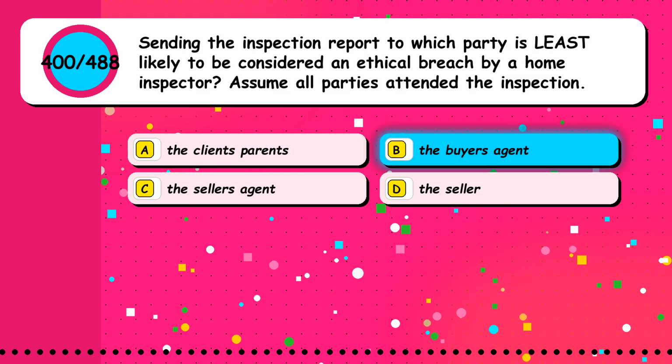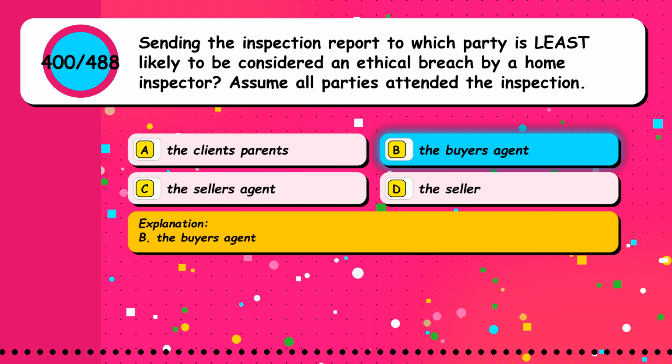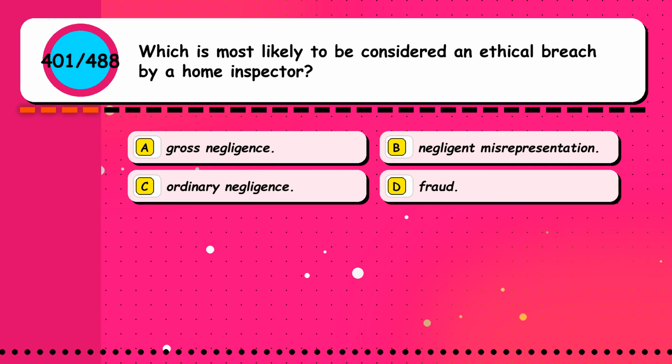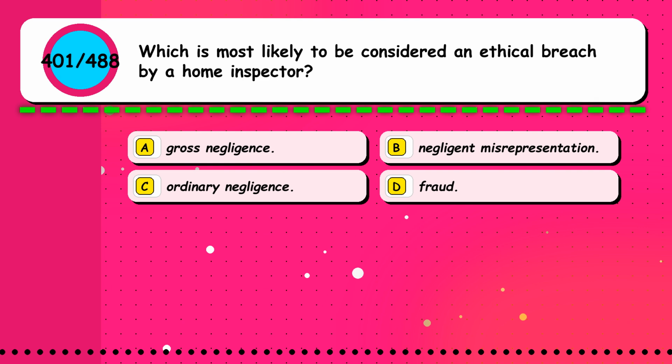The correct answer is option B, the buyer's agent. Question 401. Which is most likely to be considered an ethical breach by a home inspector? Option A, gross negligence. Option B, negligent misrepresentation. Option C, ordinary negligence. Option D, fraud.